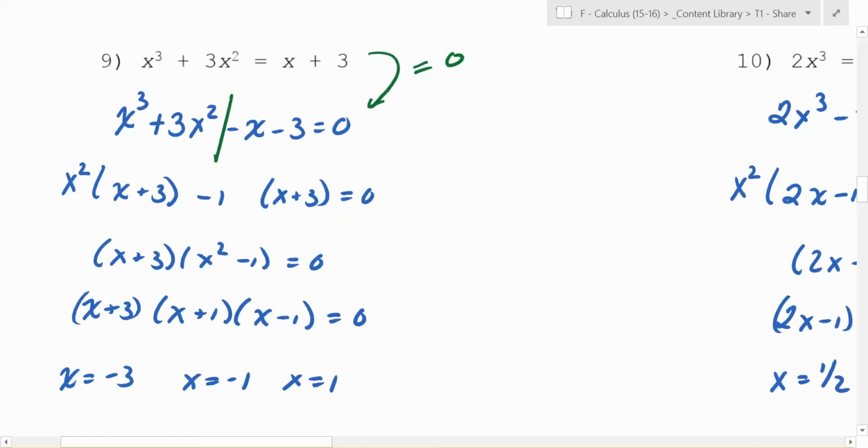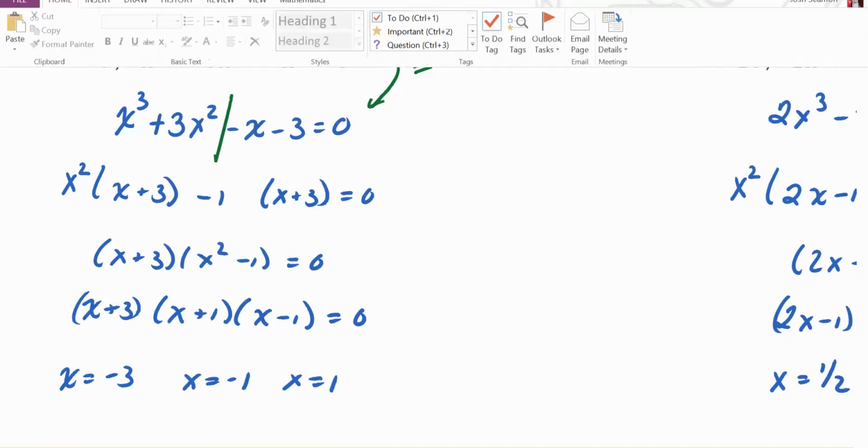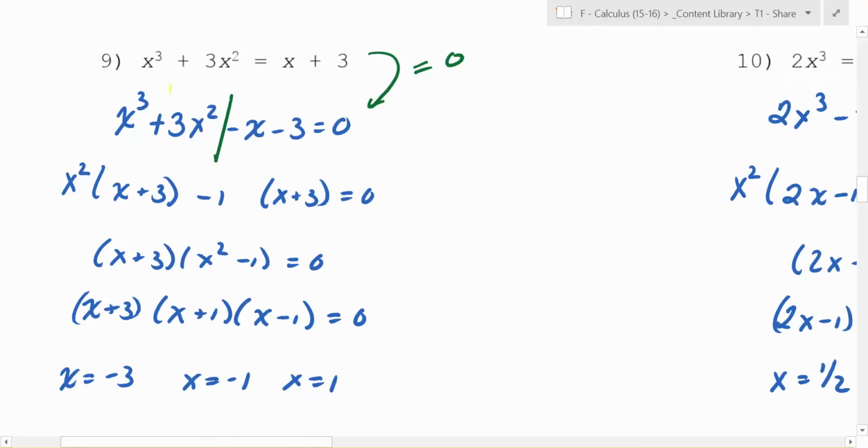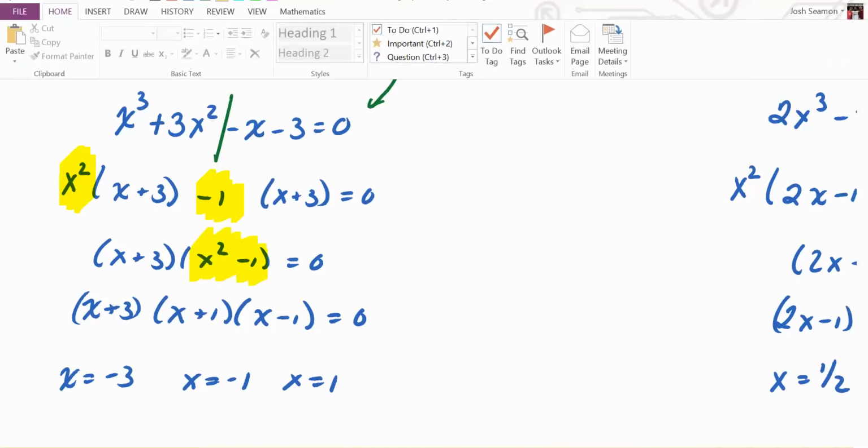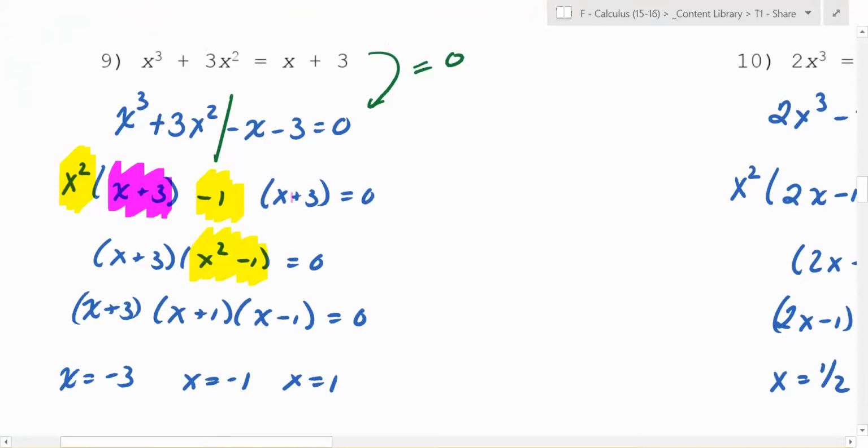You look at the first 2. What can you factor out of the first 2 terms? X squared. You factor out an x squared. And what can you factor out of the other 2 terms? Negative. And when you put those together, you end up with x squared minus 1. What's the common term that's being multiplied by both? X plus 3.